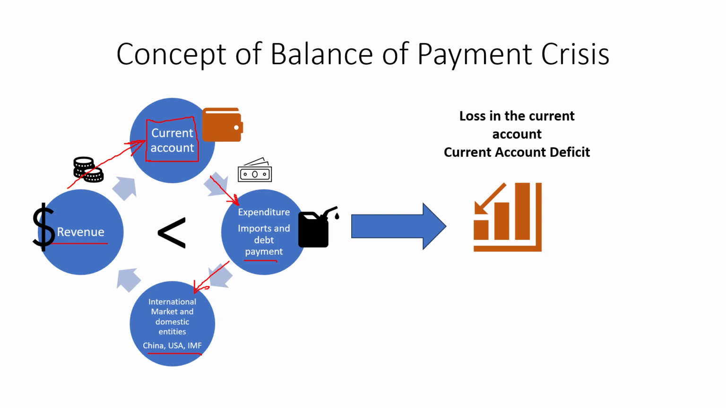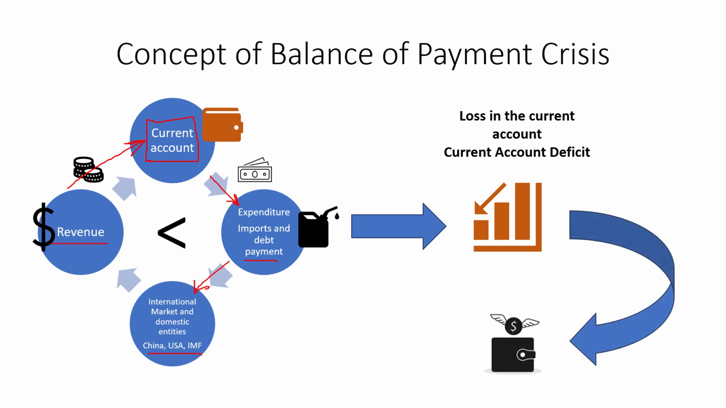And if this current account deficit continues for a longer period of time, we lose all the money that is in our account or in the wallet. And this situation is called default of the economy of a country. So this all is the concept of balance of payment crisis.